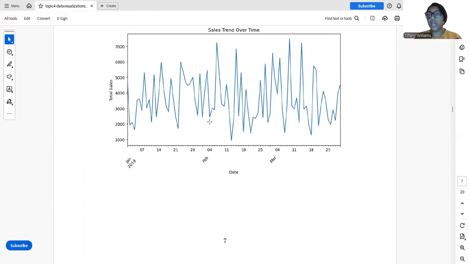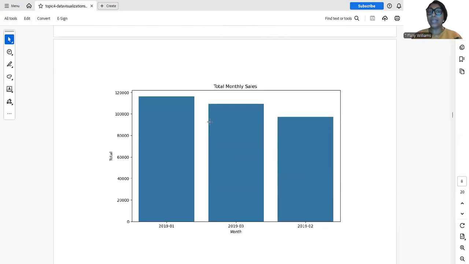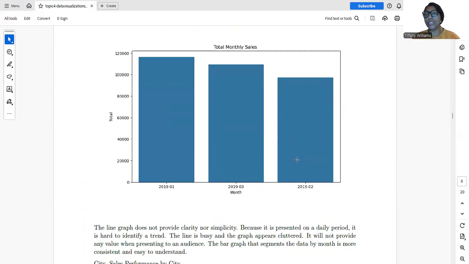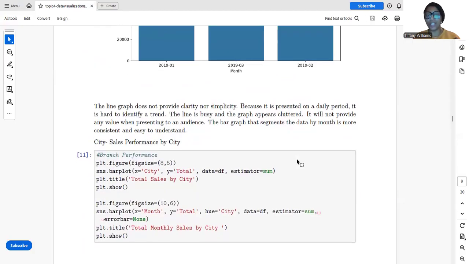You don't know if it's up, down. It's just moving a lot, and it's very complex. And it doesn't reveal anything. So I looked at it by month, and you can actually see clearly the amount of sales per month, and it's very self-explanatory. So for that reason, I will be using a bar chart, our bar graph, sorry.